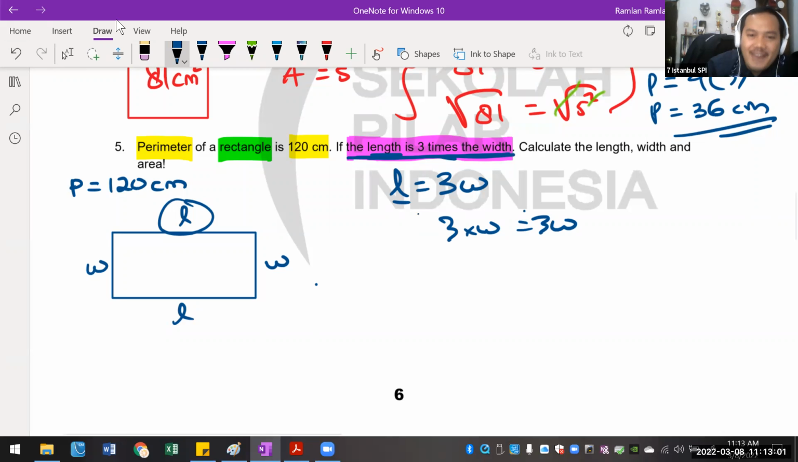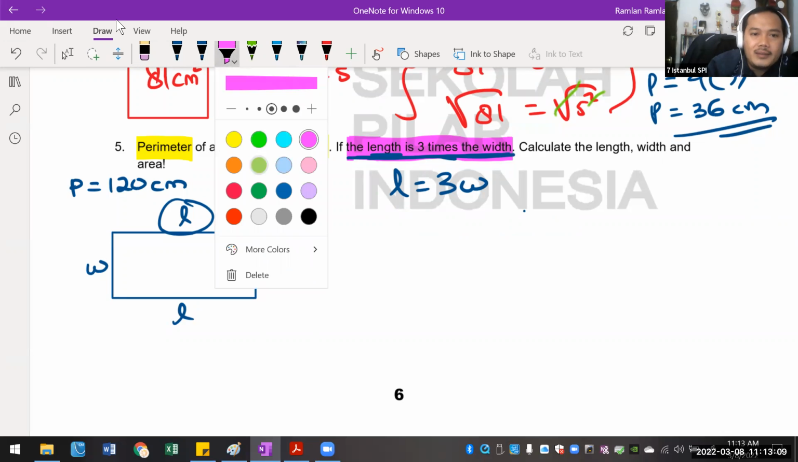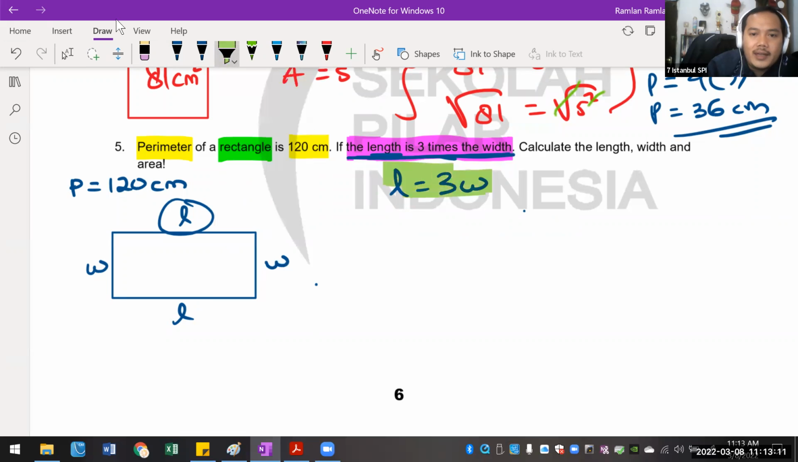So we have that. Oh, okay, that will be a very, very important expression that we will use. Okay, I'm gonna highlight that. Maybe add a color here. Okay, I'm gonna highlight this. Okay, so if we have L equals to 3W, then we can substitute these 2 by 3W.